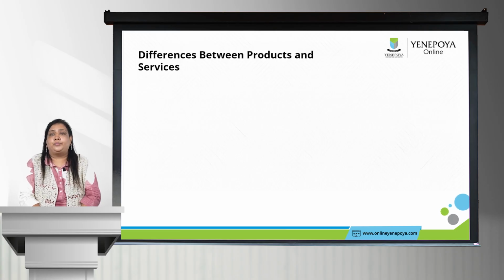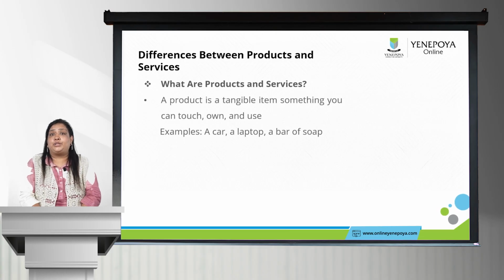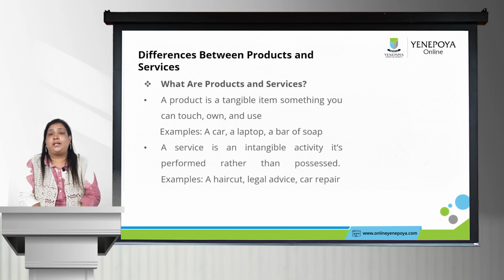Let's break it down. The first one is, what are products and services? A product is a tangible item, something you can touch, own, and use. Example: a car, a laptop, a bar of soap. But a service is an intangible activity. It's performed rather than possessed. Example: a haircut, legal advice, a car repair. In business terms, both solve a problem or fulfill a need, but they do it in very different ways.